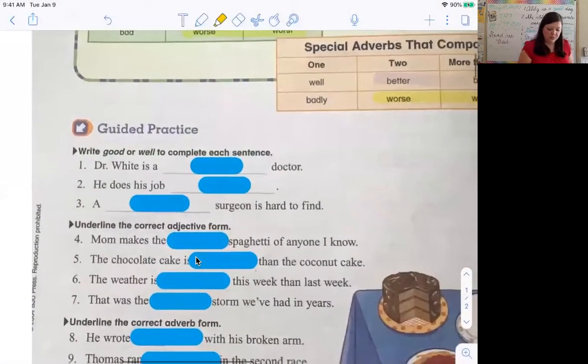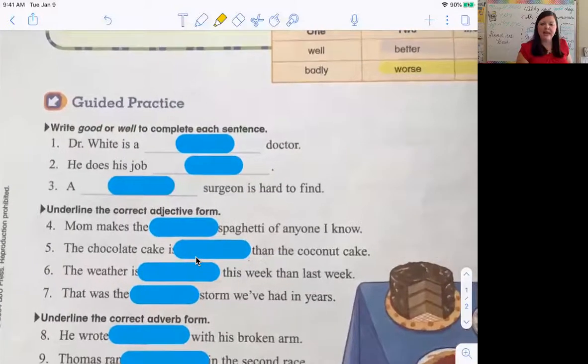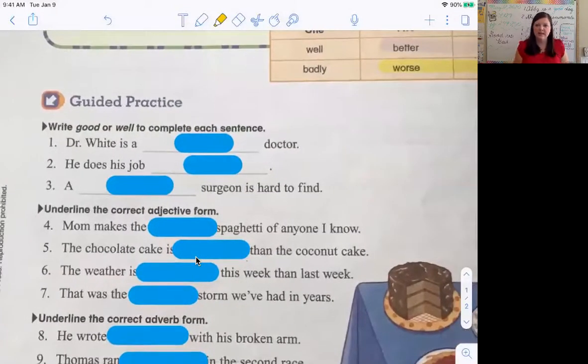Write good or well to complete each sentence. Dr. White is a blank doctor. Now let's stop and think for a minute. Is whatever's in the blank describing a noun or is it describing a verb? Well, it's describing doctor, and doctor is a noun. So we need an adjective to describe that noun. Will it be good or will it be well? It'll be good because remember, good always describes nouns.